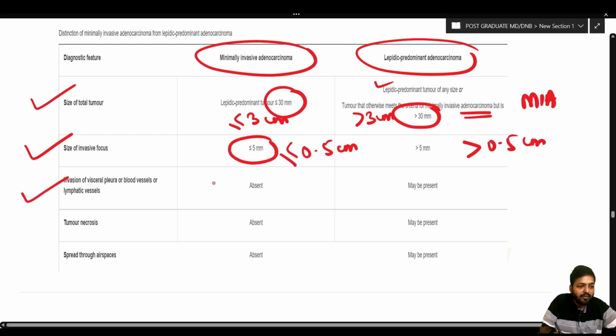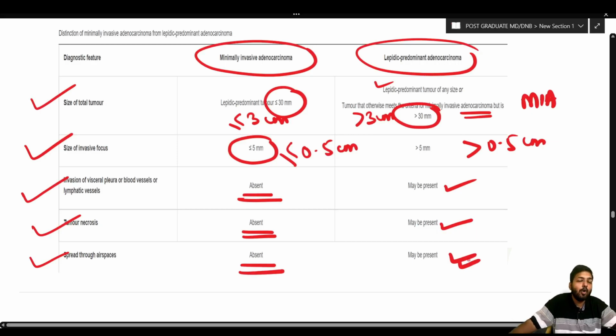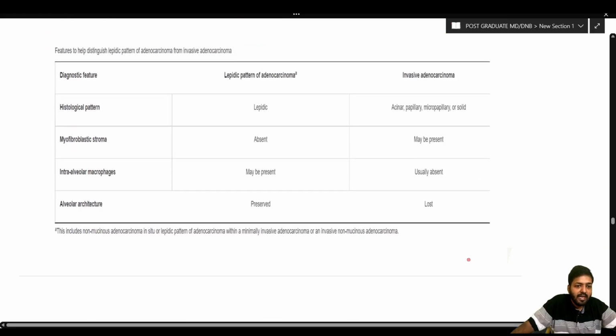The invasion of the pleura, blood vessels or lymphatic space should be absent, whereas it may be present over here. Tumor necrosis should be absent. It is present over here. Spread through the air spaces is absent. It may be present. So this is how you differentiate between minimally invasive adenocarcinoma versus lipidic predominant adenocarcinoma. Then we have the features which help to distinguish lipidic pattern of adenocarcinoma from invasive adenocarcinoma.